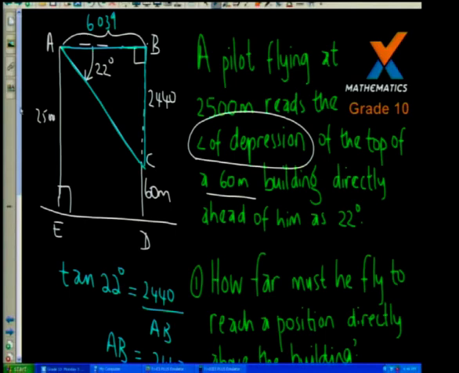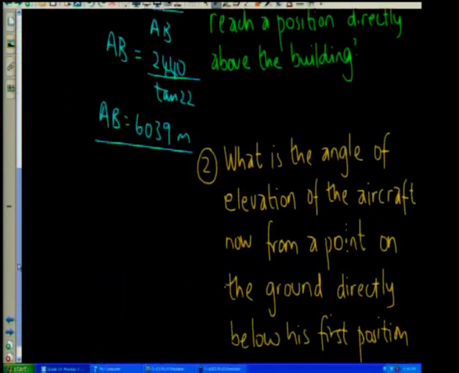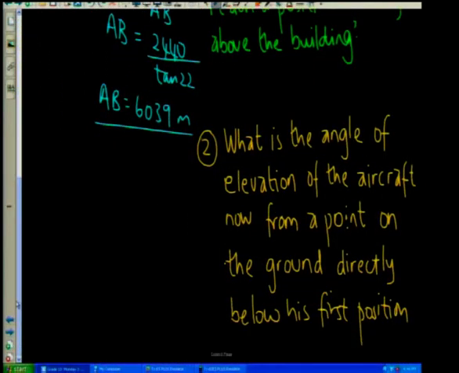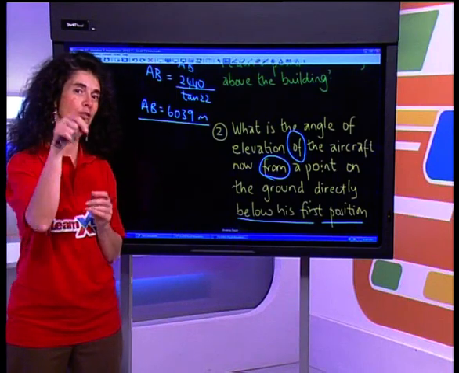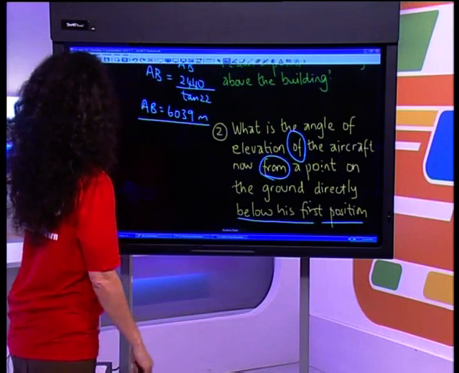Okay. Now, there's a further question to this. There's a follow-up question. It then goes on to say, what is the angle of elevation of the aircraft? Okay, so these words are quite powerful because they tell us what we're looking at. So we are looking at the aircraft. Now, from where are we? From a point on the ground directly below his first position. So where's that? Where is the position on the ground which is directly below the pilot's first position? Do you know where that is? Let's go back to the picture.